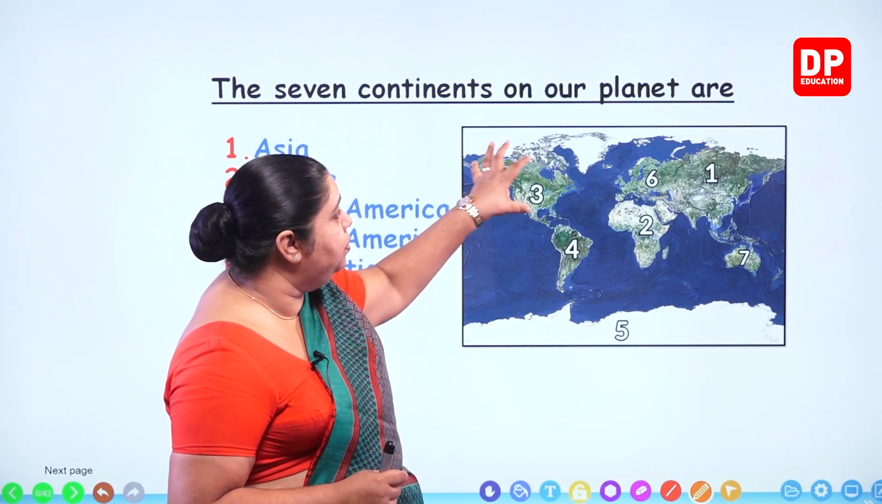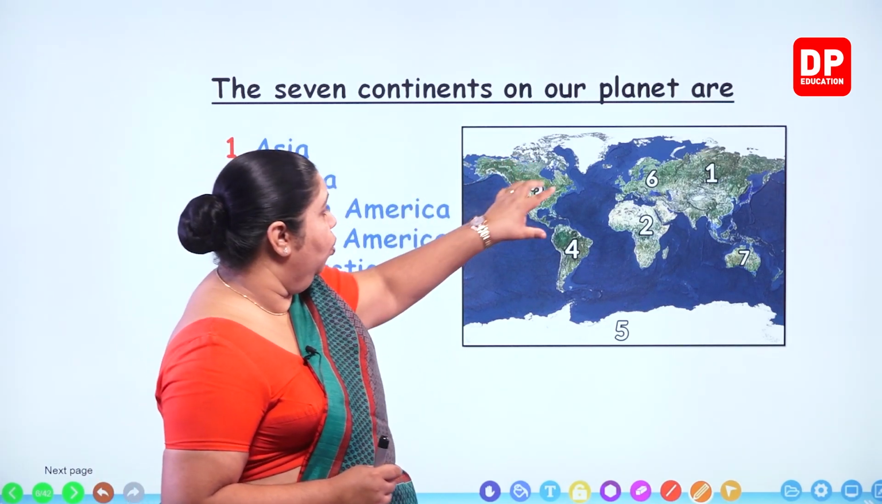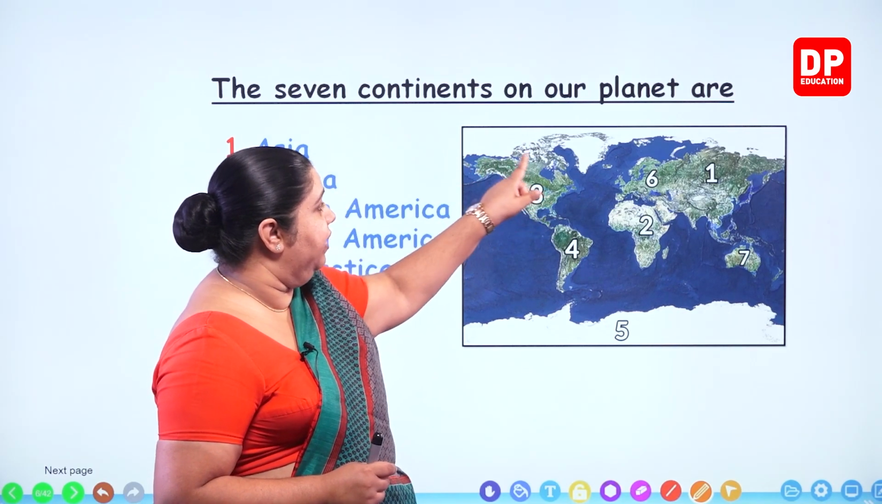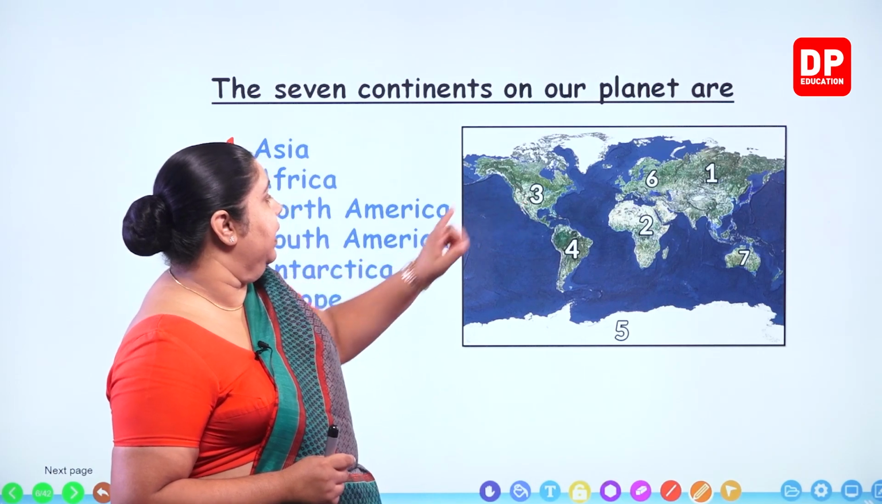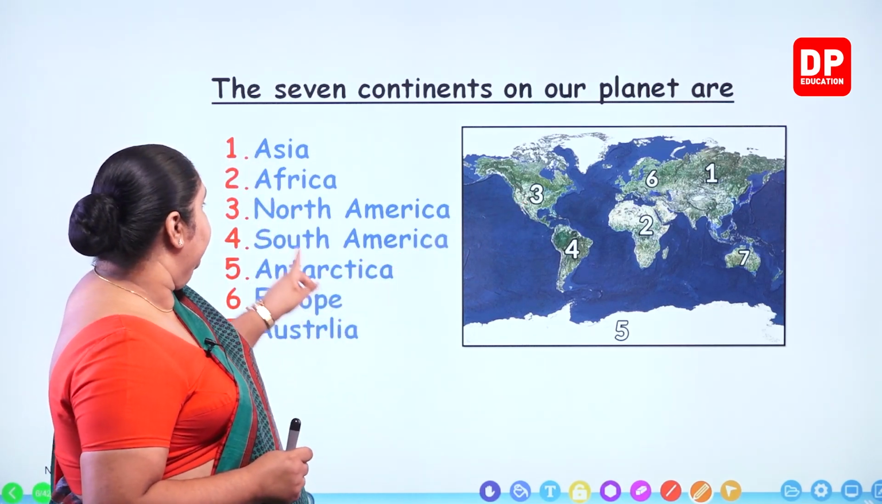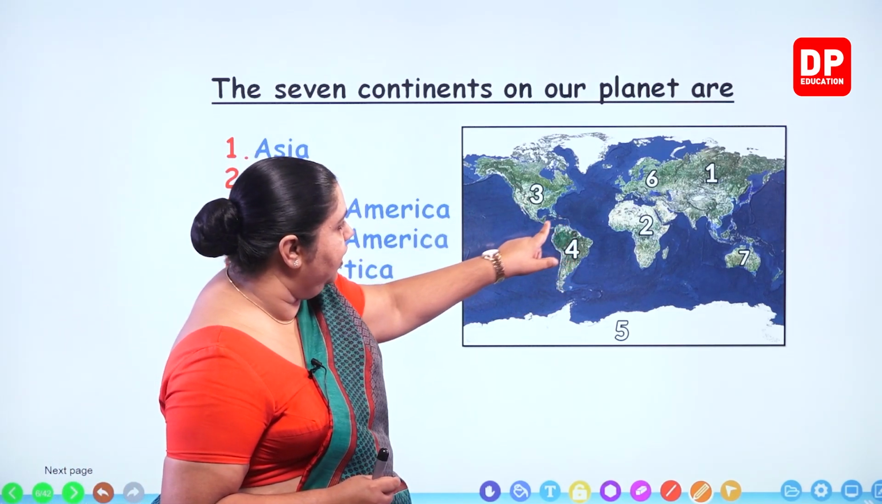These are huge pieces of land. So number 3 is North America. Then number 4 South America.